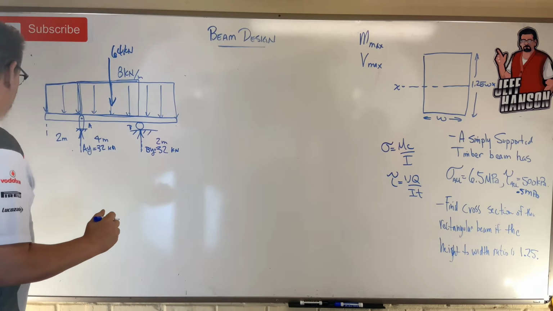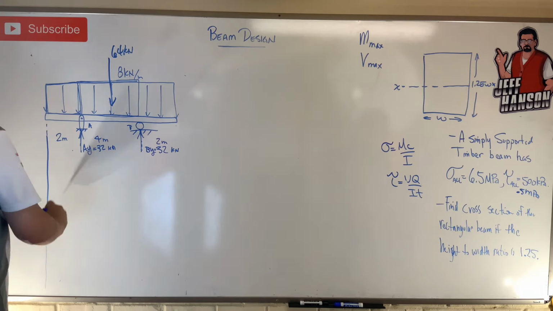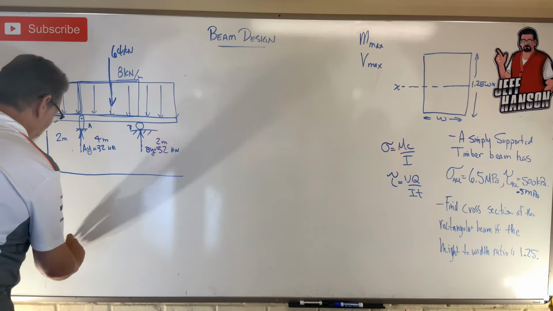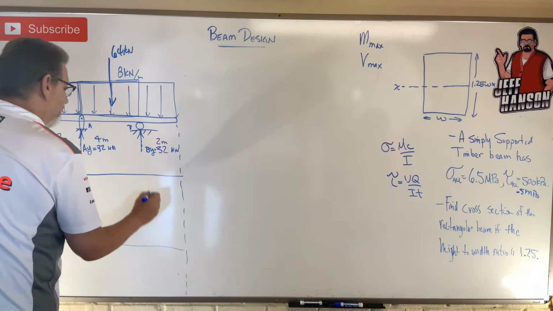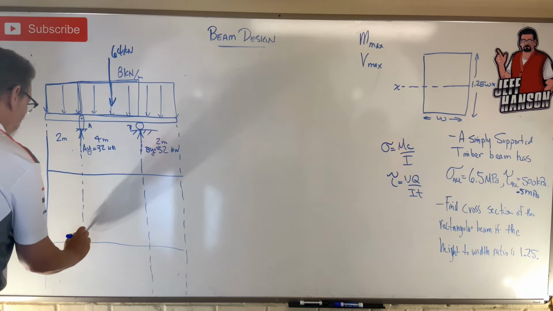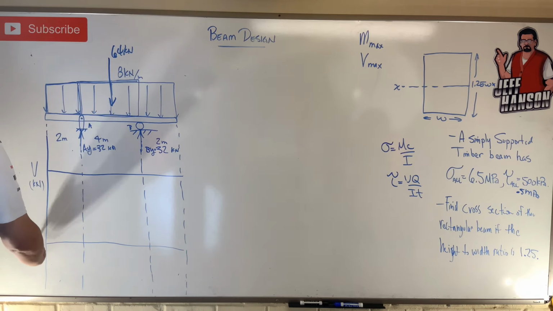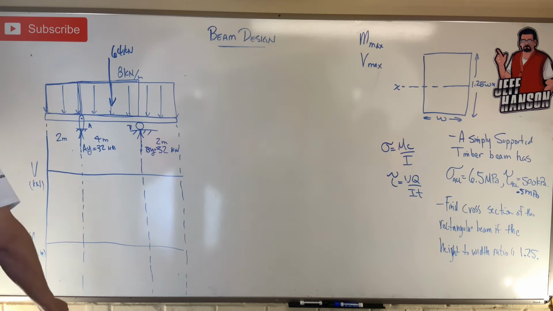We used our brain. Now, I'm going to put this directly under this because these graphs are directly related to each other, aren't they? So I like to put them one under the other. There's where all of the interesting things happen. Here's the V, here's the M. This is in kilonewtons. And this is in kilonewton meters.